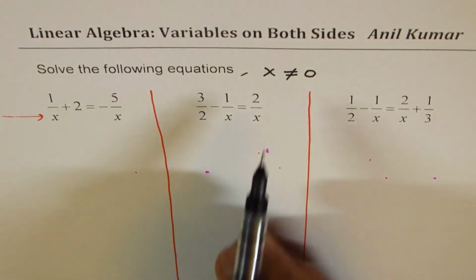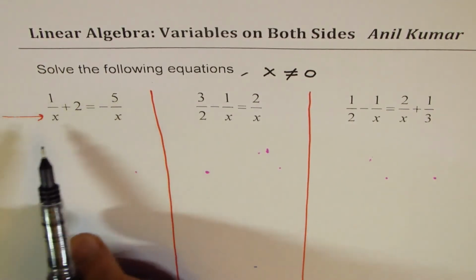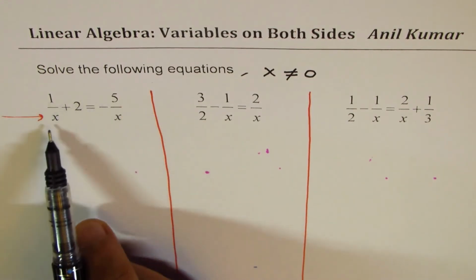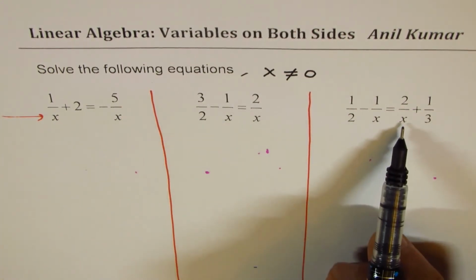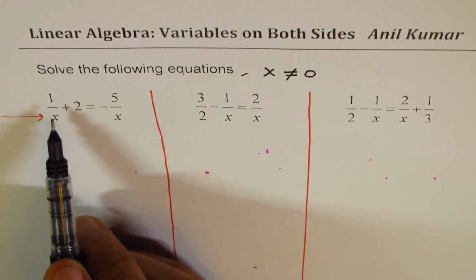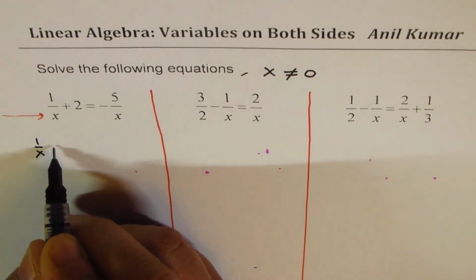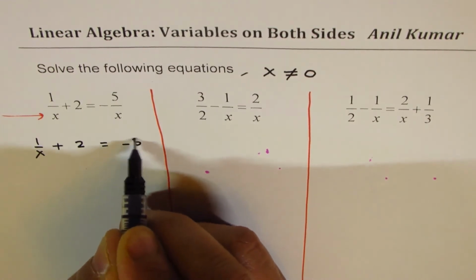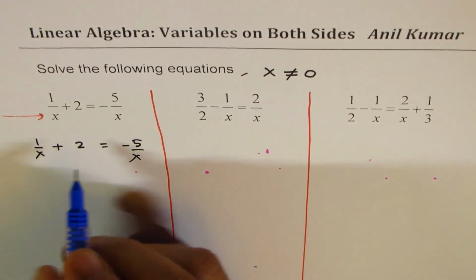First step. Second, we have to now multiply each term by the lowest common denominator, which in the first case is x, in the second case is 2x, and in the third case is 6x. Correct? So let's multiply each term by x in the first case. What we are doing here is, we have 1 over x plus 2 equals to minus 5 over x. So we'll multiply each term by x.